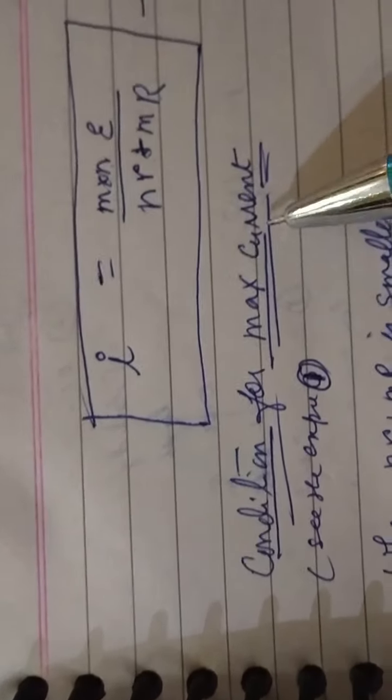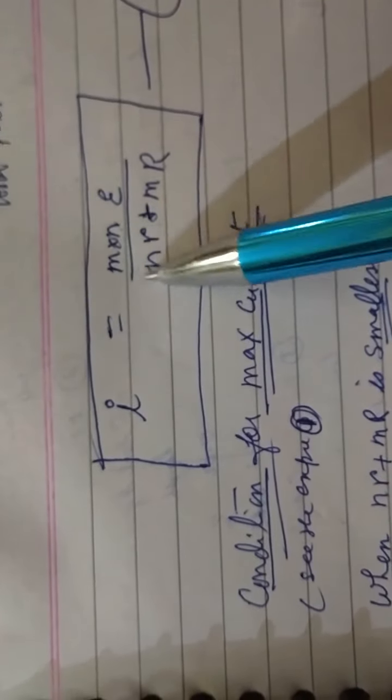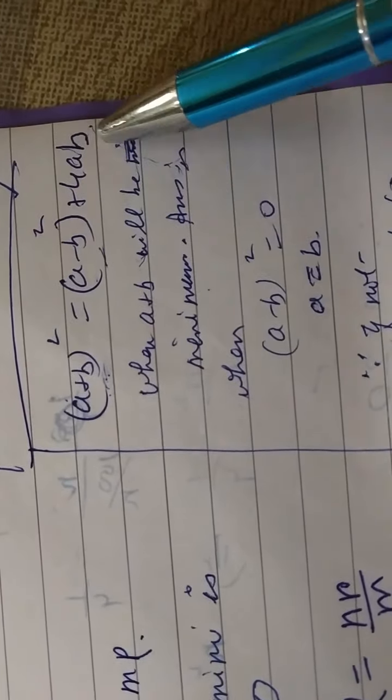So now the condition for maximum current. This current will be maximum when this Nr plus Mr will be minimum. For the condition for the maximum current, this value should be minimum, or smallest. So when will we get the smallest value? Just see this formula. We know that a plus b whole square is equal to a minus b whole square plus 4ab.